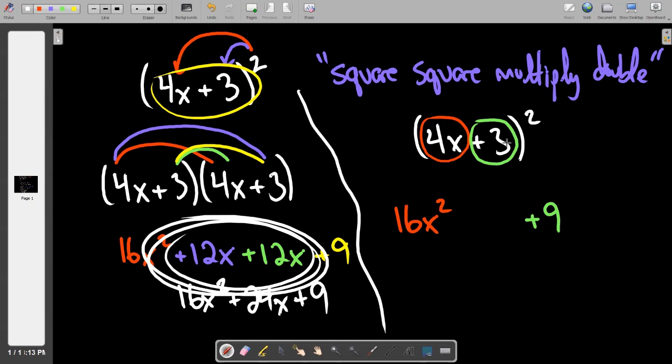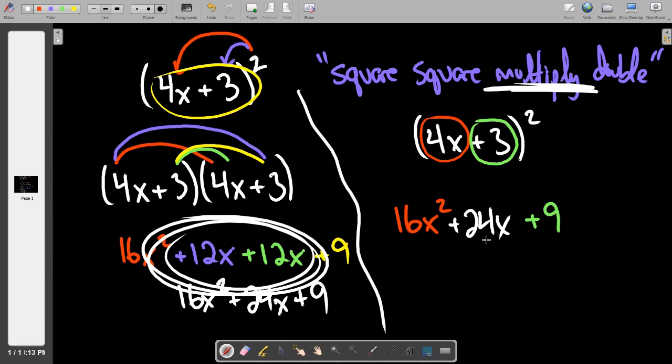Take the two things inside the parentheses. I've conveniently drawn red and green circles around them. Multiply them. What do you get? 12. 12x. Double that. What do you get? 24. Done. So you square the front, square the back, and then multiply them together and double. Square, square, multiply, double.